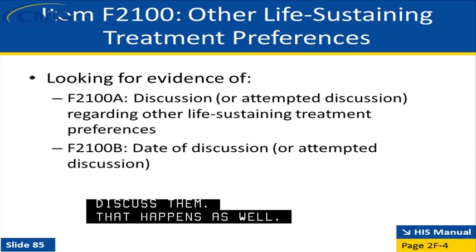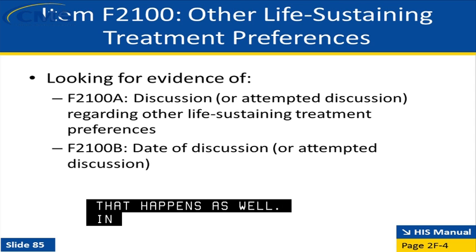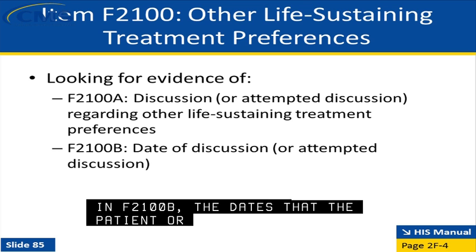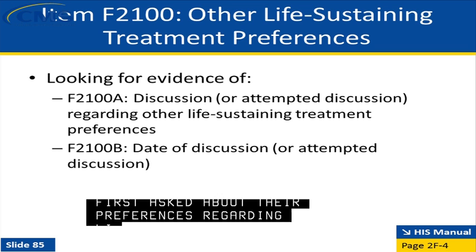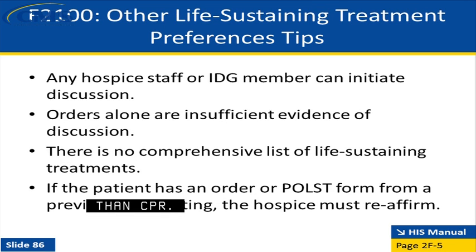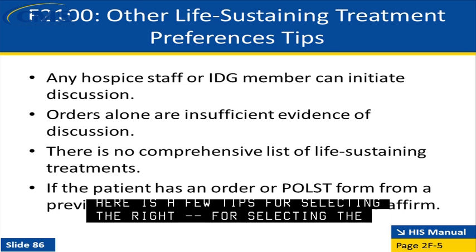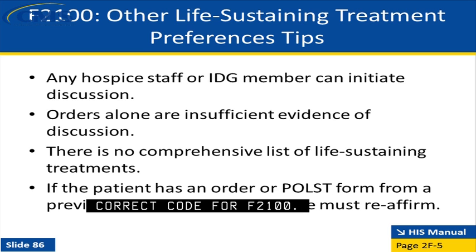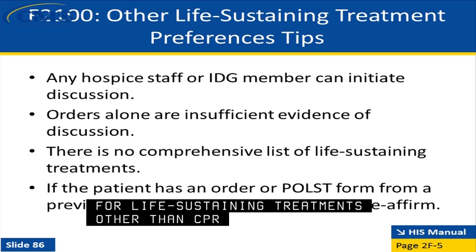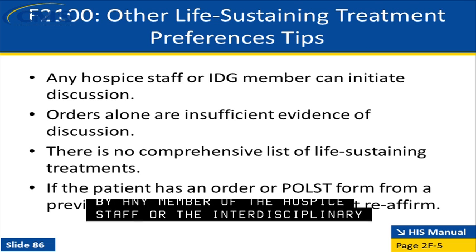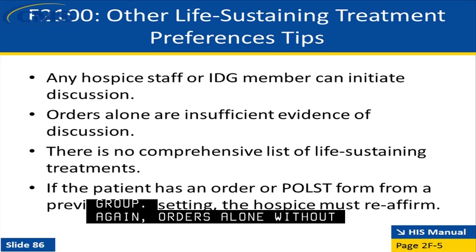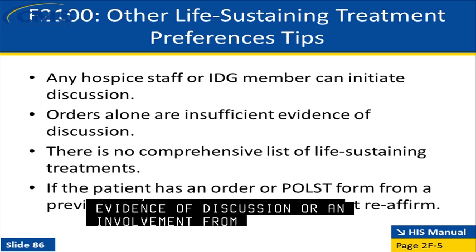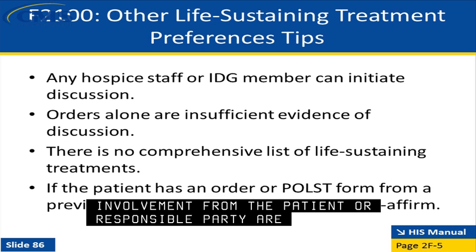In F2100B, the date, so that would be, again, the date that the patient or responsible party was first asked about their preferences regarding life-sustaining treatments other than CPR. So here are a few tips for selecting the correct code for F2100. Again, as with the previous item, a discussion about preferences for life-sustaining treatments other than CPR can be initiated by any member of the hospice staff or the interdisciplinary group. And again, orders alone without evidence of discussion or involvement from the patient or responsible party are not sufficient evidence of a discussion and cannot be used to select either of the yes responses for F2100A.